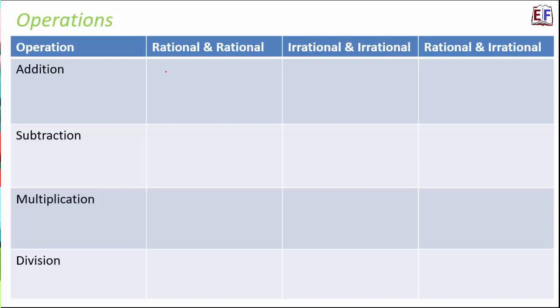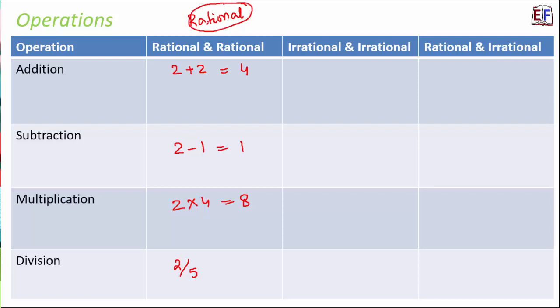Let's try with some examples. Let us suppose 2 plus 2, two rational numbers. When you add them, what do you get? You get 4, which is again a rational number. If we talk about subtraction, let us suppose 2 minus 1, you get 1, which is a rational number. Multiplication, 2 into 4, you get 8, which is a rational number. Divide, 2 divided by 5, which is a rational number. So we see that when we perform all these operations between two rational numbers, the output is always rational.